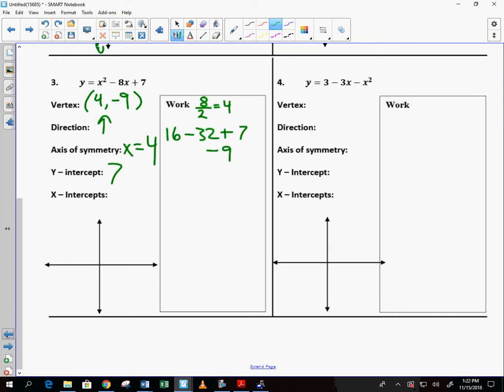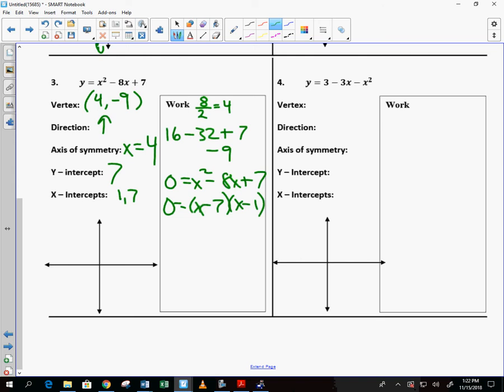Now, does this factor? 0 equals x squared minus 8x plus 7. Does that factor? Two numbers that multiply to a positive 7 but add to a negative 8? Yes. So what are my x-intercepts then? 7 and 1. Here's the deal, folks. If you don't like factoring, you can use the quadratic formula every time if you want, and you'll come up with the right answers. I've got 1 and 7.